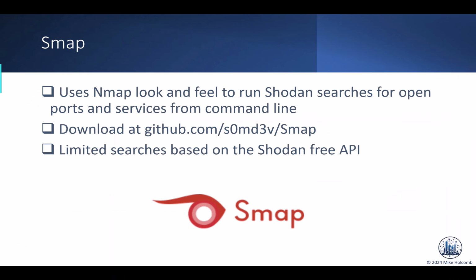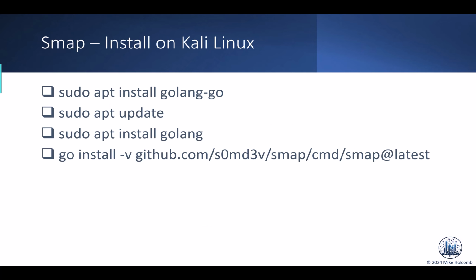Smap's a really cool little utility. Here are the instructions if you want to install it on Kali Linux, or again, you can find these on the GitHub page for Smap. It's real quick to get up and running. If you don't already have Go installed on Kali, you have to install that first, and then install Smap once Go is up and running. Now, yes, Smap is written in Go.